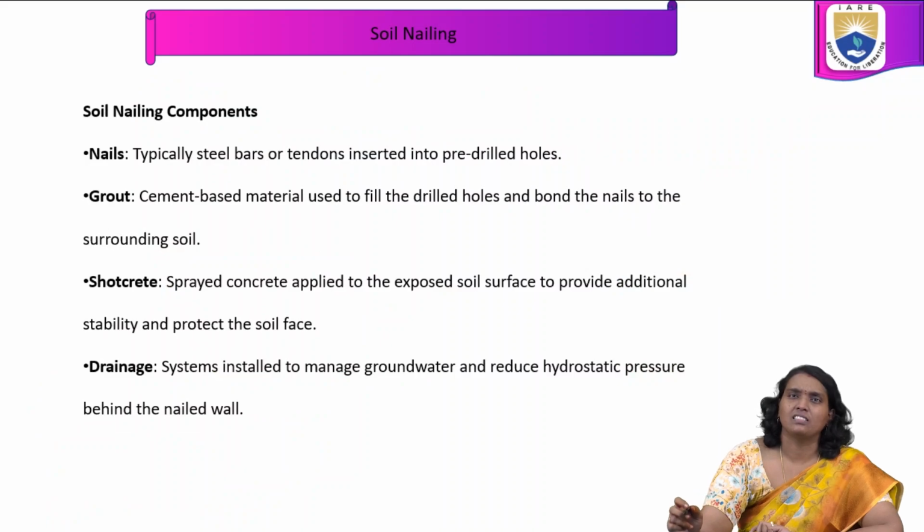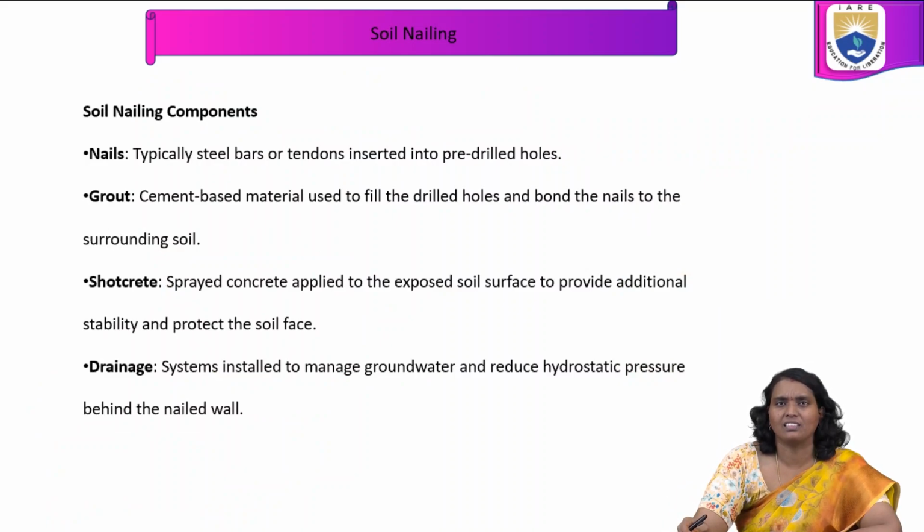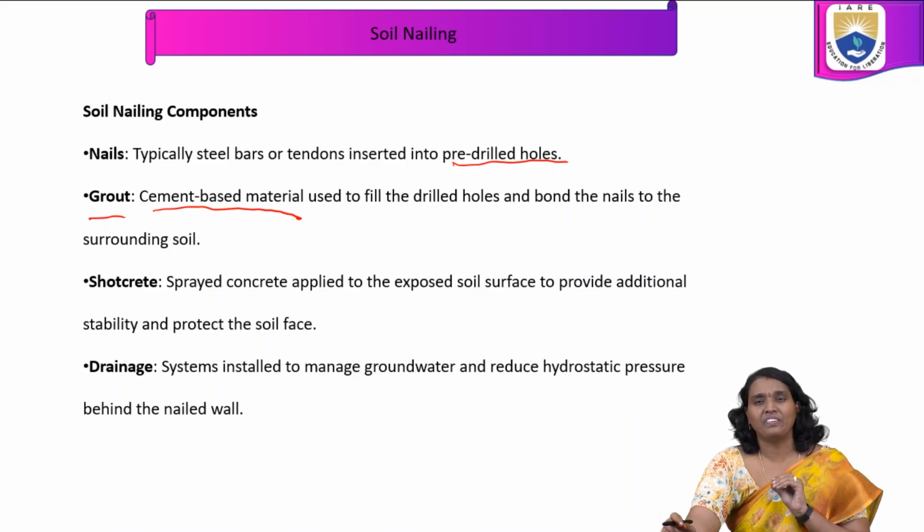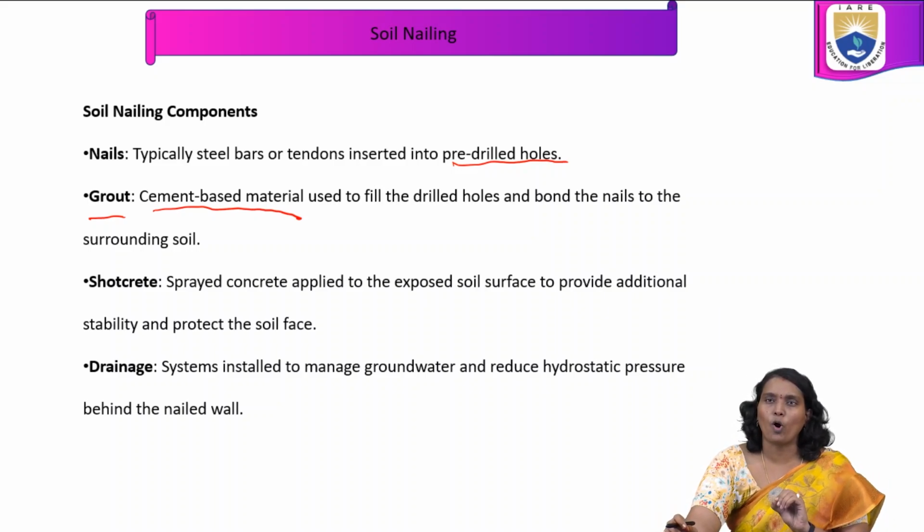There are different components in this: nails, grout, shotcrete and drainage. Nails are typically steel bars or tendons which are inserted into pre-drilled holes. Grout is a cement-based material which we use to fill the drilled holes and bond the nails to the surrounding soil.